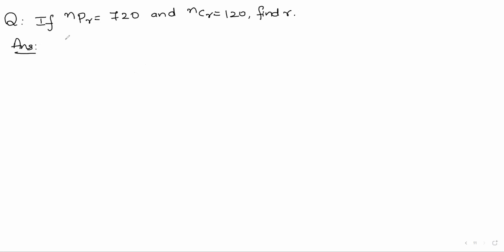And Sakshi, please note down the formula. nPr is equal to n factorial by (n minus r) factorial. So this is the formula for nPr. The formula of nCr is n factorial by r factorial into (n minus r) factorial. Formula of nPr is n factorial by (n minus r) factorial. Okay, please try to do this question and share your answer.